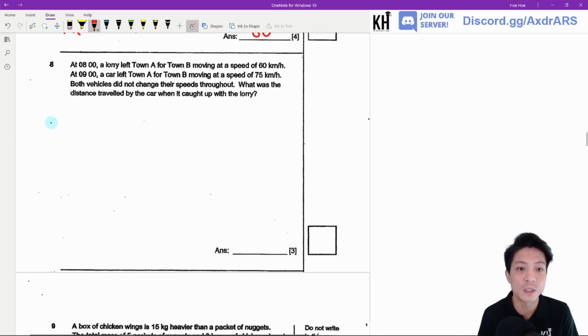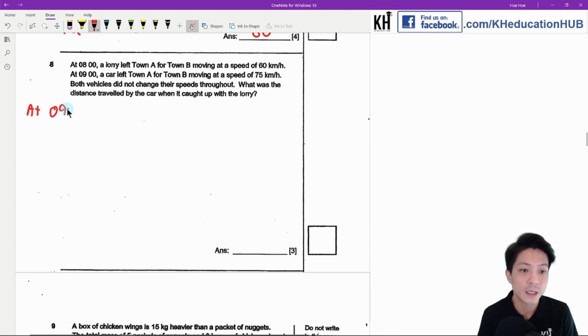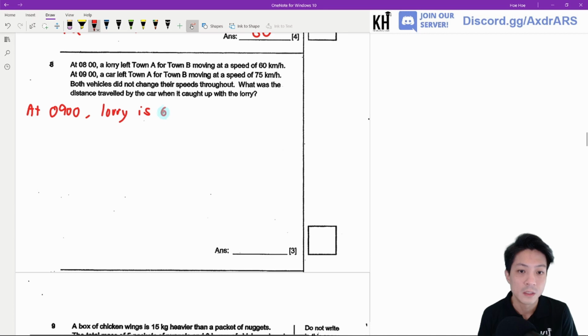Okay, so the first step is we're gonna find at 9 AM how far ahead is the lorry. Okay, so since it is a 1 hour difference, so at 9 AM, okay, the lorry is 60 km ahead.